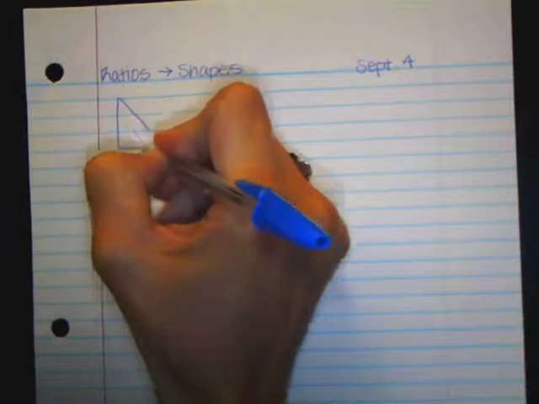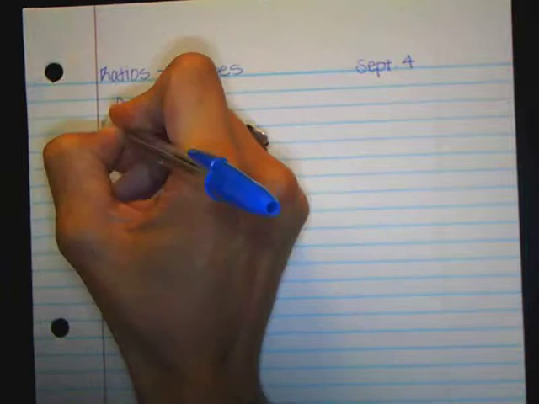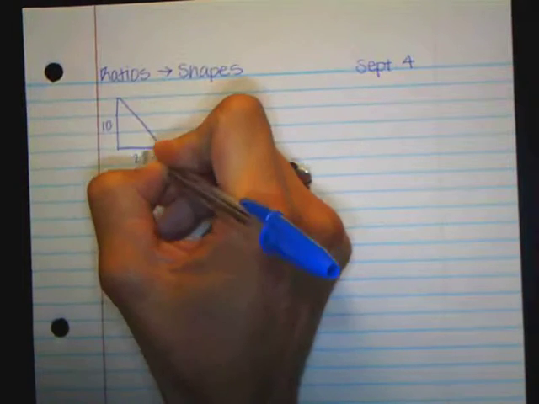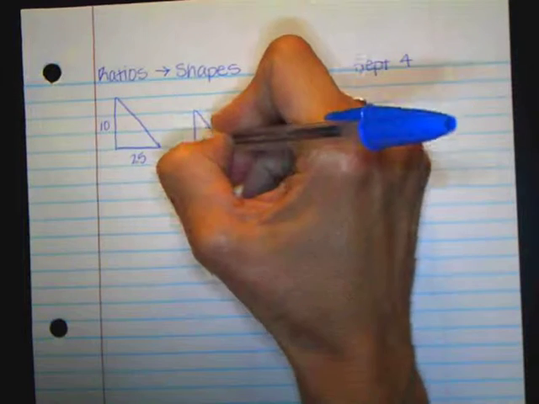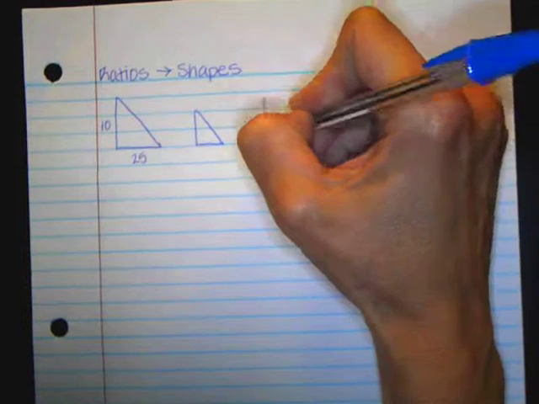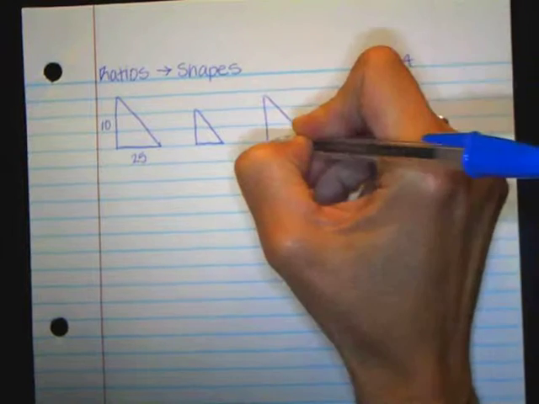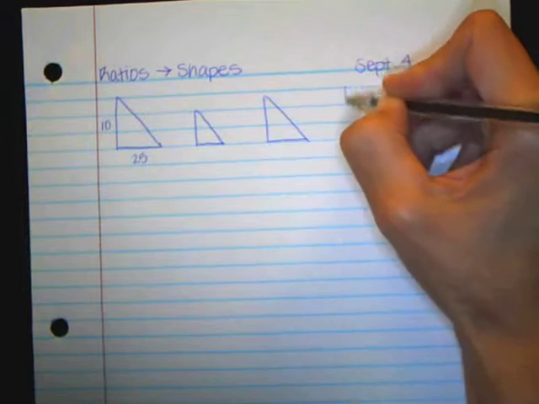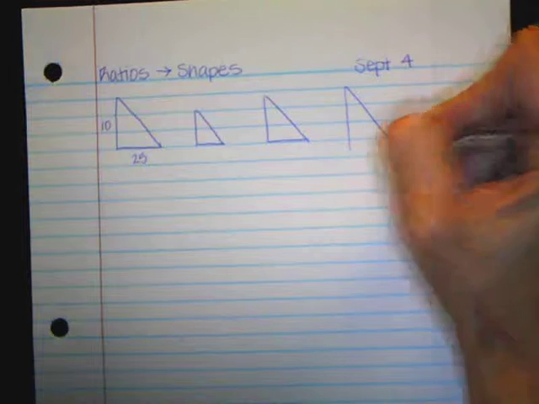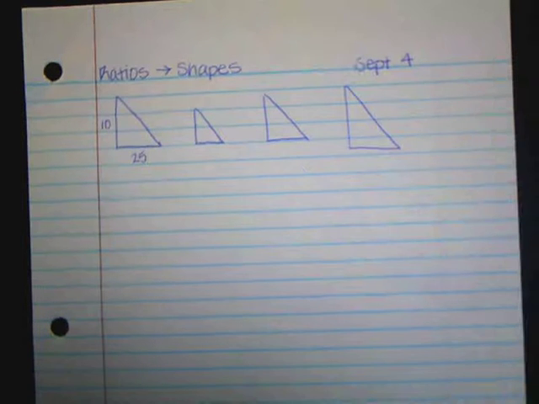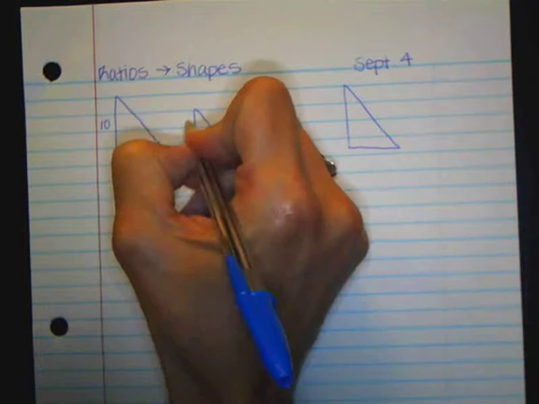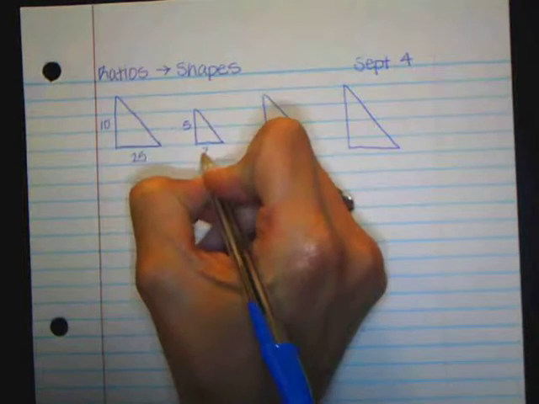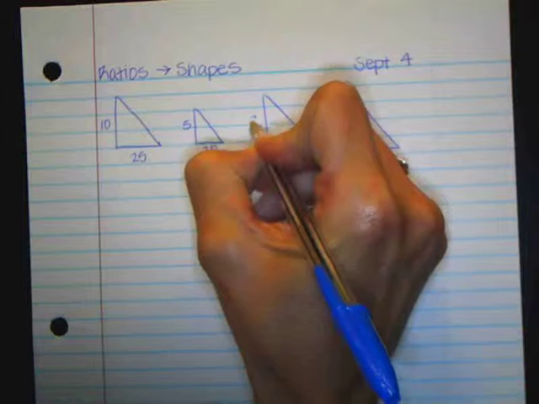I'm going to try to draw them so they all look the same, but I may not do a perfect job. I drew 4 various triangles, trying to keep them with the same shape, and now I'm going to add my measurements to my 4 triangles.